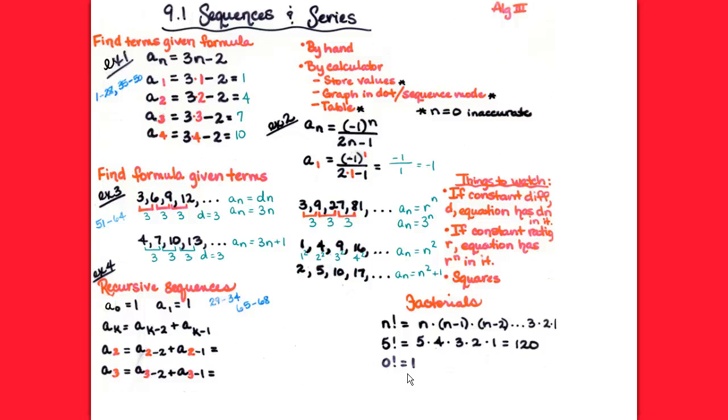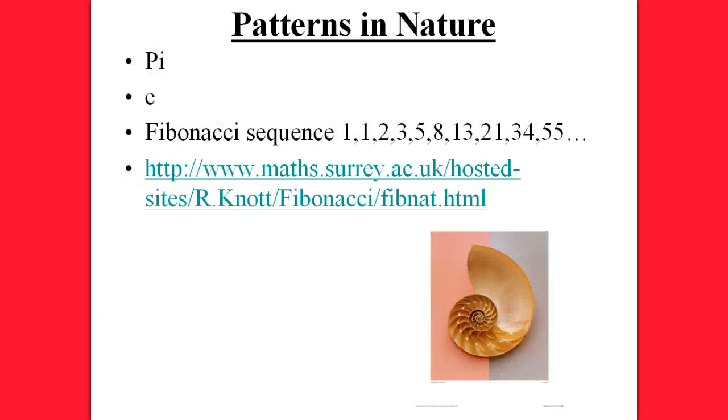Example 4, they talk to us about recursive sequences. There's a really special recursive sequence that shows up in nature. It's called the Fibonacci sequence. If you add the first 2 numbers, 1 and 1 gives you 2. Add the next ones, 1 and 2 gives you 3. Add the next ones, 2 and 3 gives you 5. 3 and 5 gives you 8. You can see it doesn't have a constant ratio, doesn't have a constant difference.